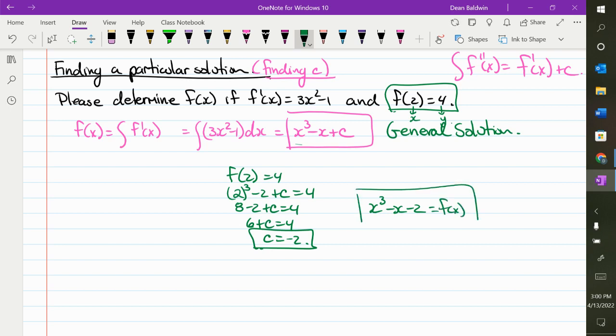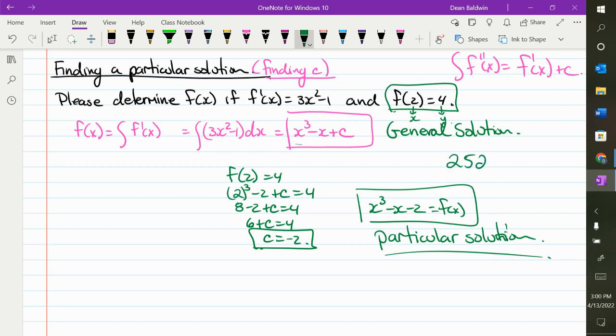is f of x. That is the particular solution. You got the general, where you have c. If you have an x and a y value, you can determine what the c value actually is. Okay? Is that all right? It's just one more little step you have to do.